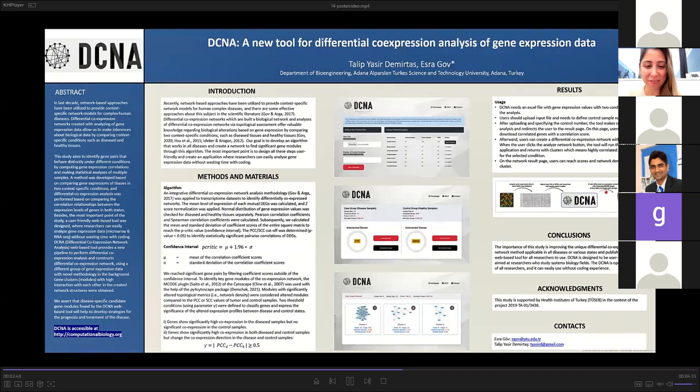In the differential co-expression part, we have two parameters. The first parameter includes gene pairs which are significant in disease but not significant for healthy situations. The second parameter includes gene pairs which are significant for both states, but their correlation score difference is bigger than 0.5. After talking about the algorithm, I would like to talk about the technologies involved in the development of DCNA web tool.